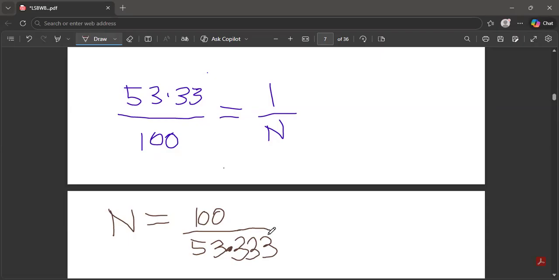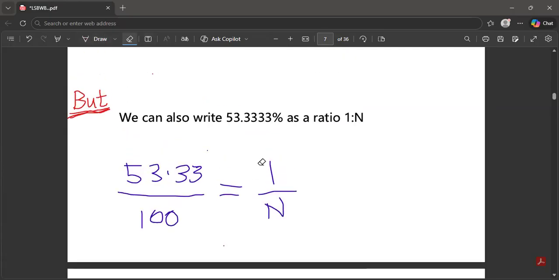So at the end of the day, we just have to put this together. Quickly put this on the calculator. So 100 over 53.33. What are you going to get? We say we want to just maintain two decimal places.